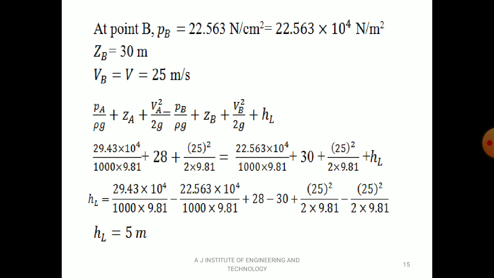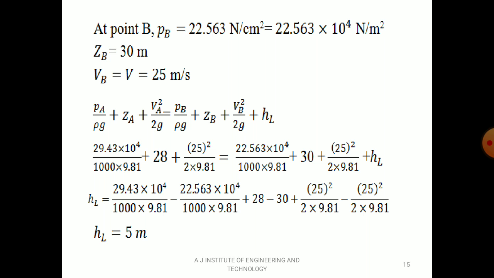So PA by rho g plus ZA plus VA square divided by 2g is equal to PB divided by rho g plus ZB plus VB square divided by 2g, plus HL, the head loss. PA is 29.43 into 10 to the power 4 divided by 1000 into 9.81, ZA is 28, plus 25 square divided by 2 into 9.81, where VA value is 25, equal to 22.563 into 10 to the power 4 divided by 1000 into 9.81, ZB is 30, plus 25 square divided by 2 into 9.81, VB value also 25, plus HL.